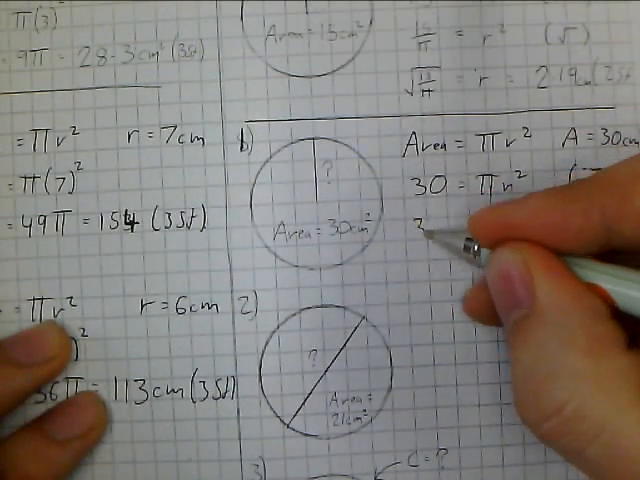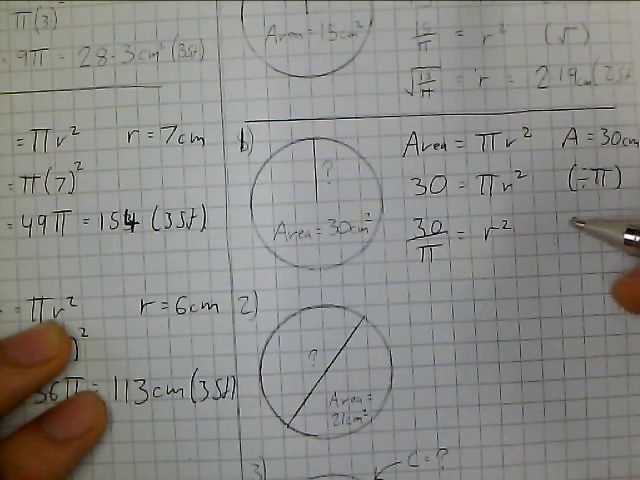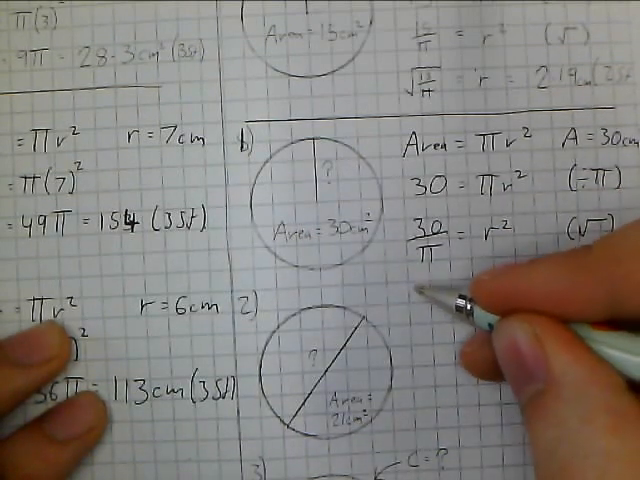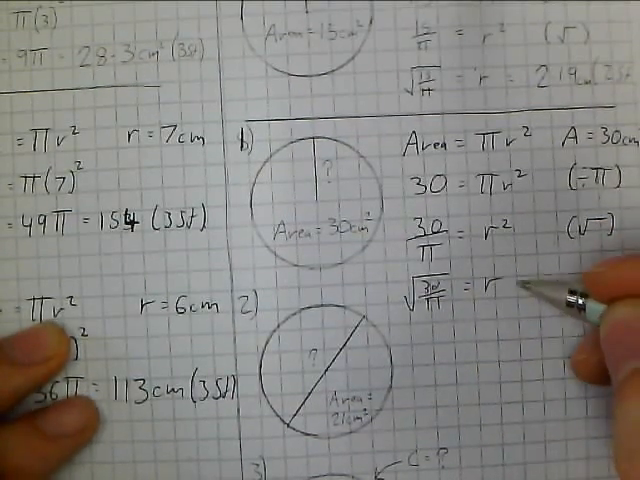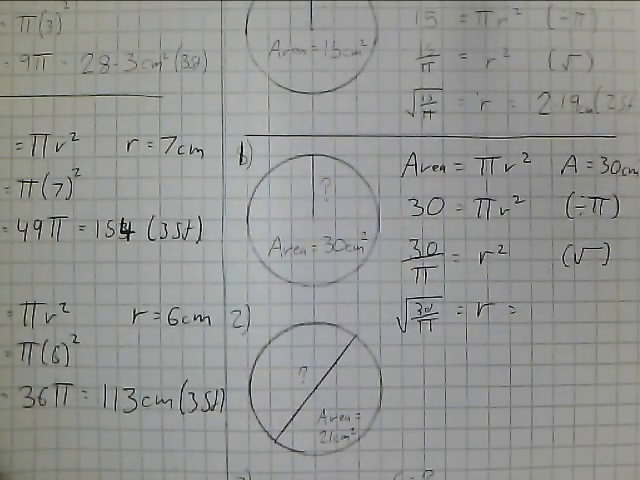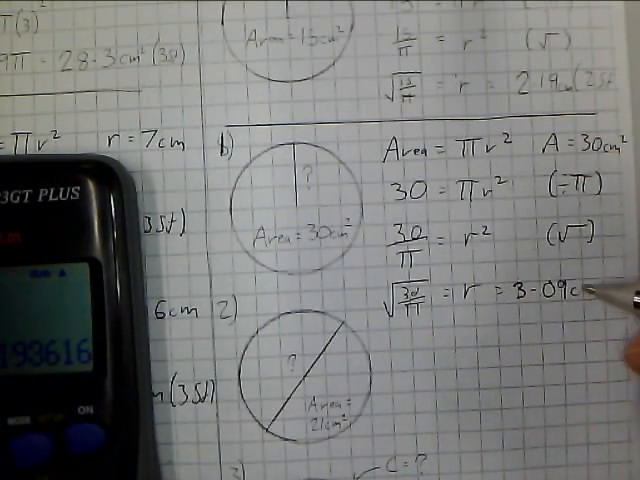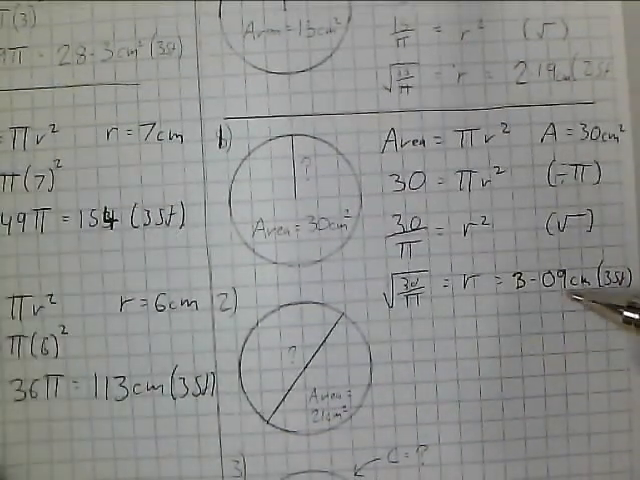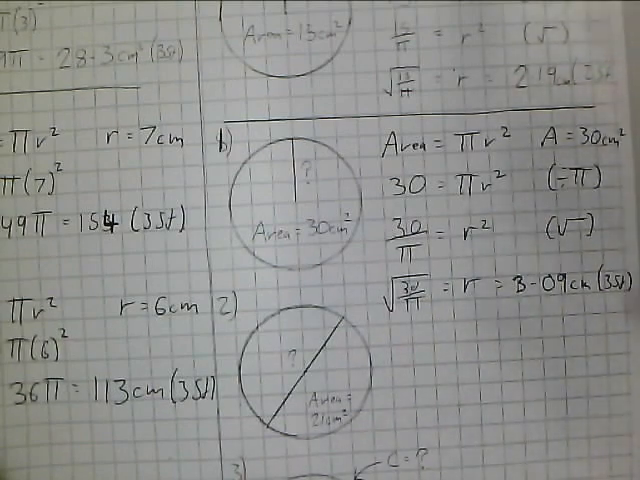So divide by pi, I get 30 over pi is equal to r squared, and I'm going to square root both sides, so I get the square root of 30 over pi is equal to r, and if I do that on my calculator, okay, I'm going to get 3.09 centimetres to 3 significant figures. Okay, it's centimetres because the radius is a length, and my area was in centimetres squared.